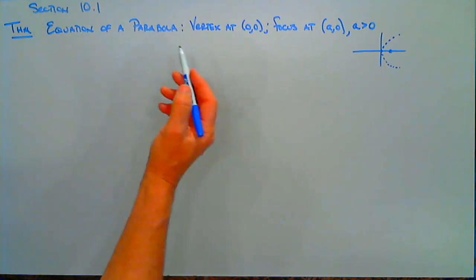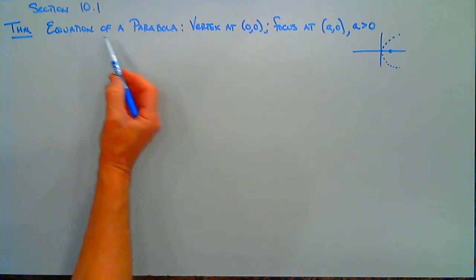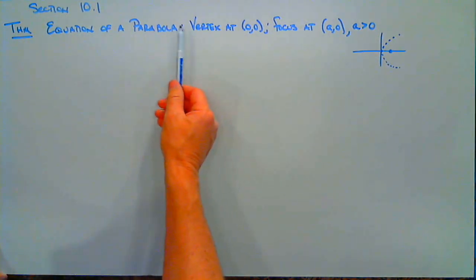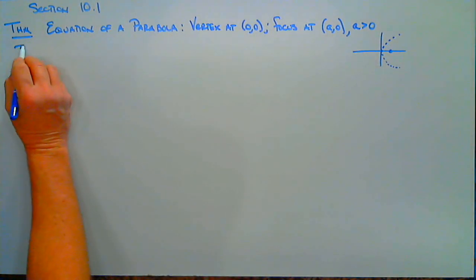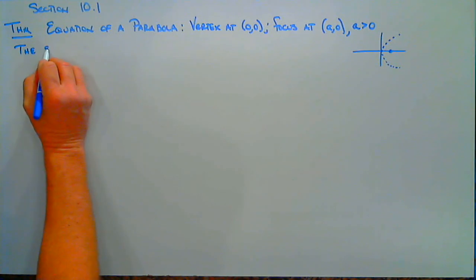So what does this theorem say? Well, remember, this is just the title of the theorem. It tells us the equation of a parabola: vertex is 0, 0, focus at A, 0. Here's what it says. It says the equation, because that's what we want, right?